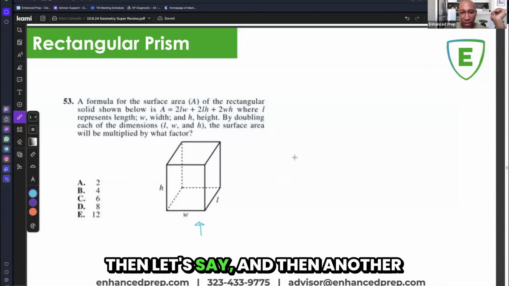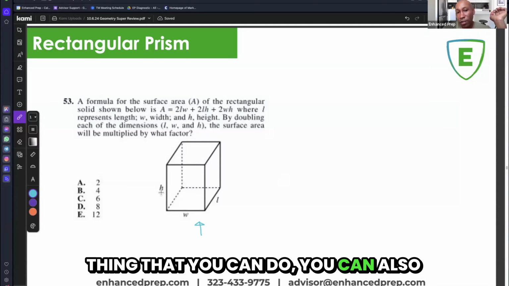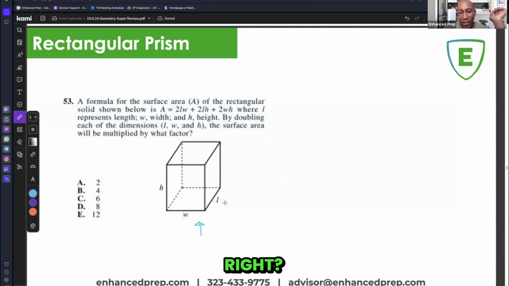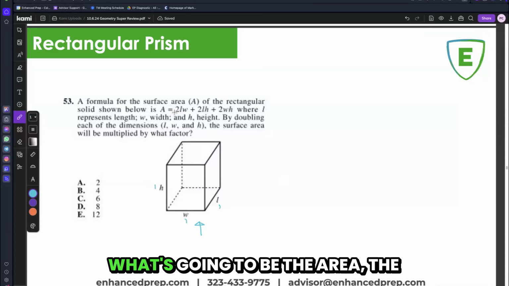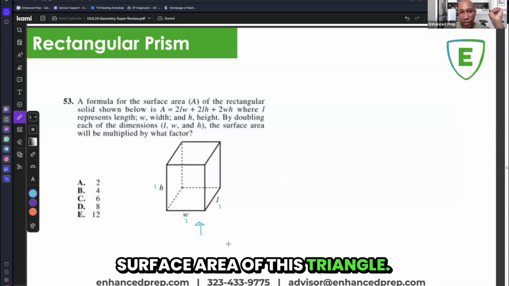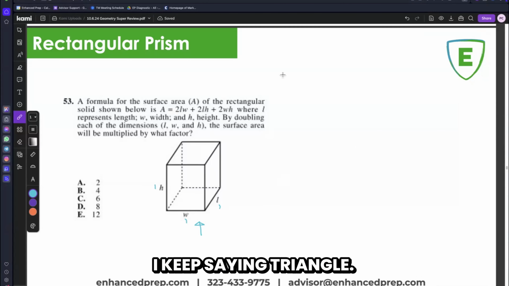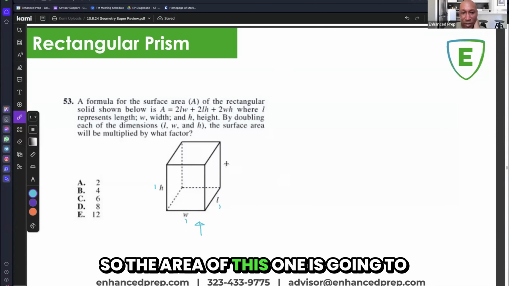And then another thing that you can do is plug in your own values for these, right? To kind of see. So let's just plug in a value. Let's say all these are 1. What's going to be the surface area of this prism? Yep, it's going to be 6, right? So the area of this one is going to be 6.